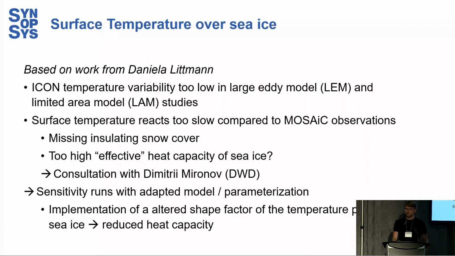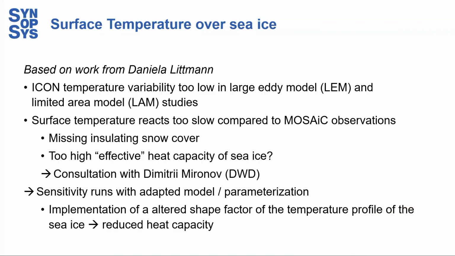Yes, and then there's another work based on work from a PhD student, not in the project, but in our group, Daniela Hittmann. She did high-resolution large eddy model simulations, also with ICON. And in parallel, we also did some limited area model studies, and they found that the variability, which is also something I showed before, the variability of the surface temperature, is too low. And they tracked it back to basically the sea ice model.